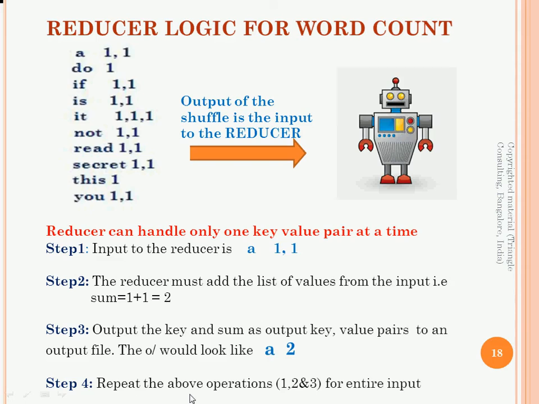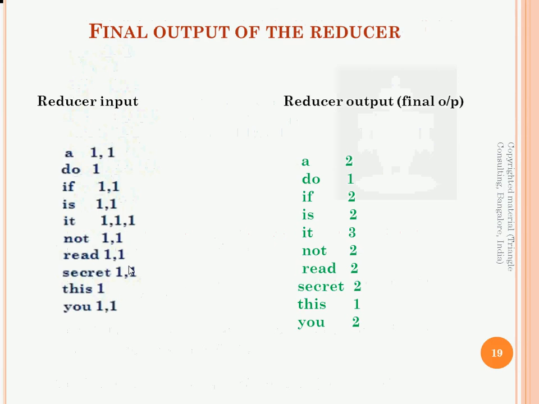So we have to repeat the operations in steps 1, 2, and 3 until we process all the lines of this file. So it's going to output do and 1 for the second line. It's going to output if and 2 for the third line, and so on. In the next slide, we're going to see the final output of the reducer. This is an input to the reducer, after the sort and shuffle phase, and this is going to be the output of the reducer.